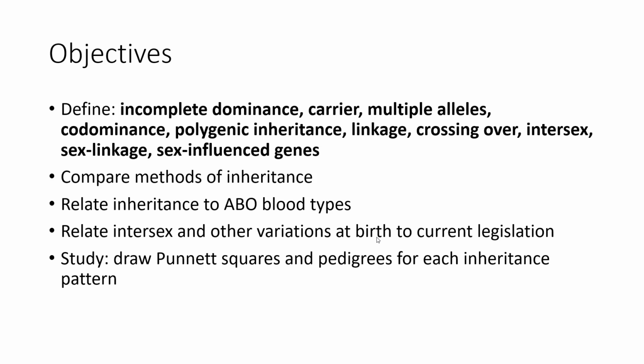In this lecture, please define incomplete dominance, carrier, multiple alleles, codominance, polygenic inheritance, linkage, crossing over, intersex, sex linkage, and sex-influenced genes. Be able to compare methods of inheritance, relate inheritance to the ABO blood types. That's been coming up a lot, hasn't it?